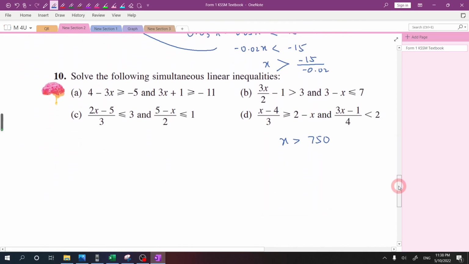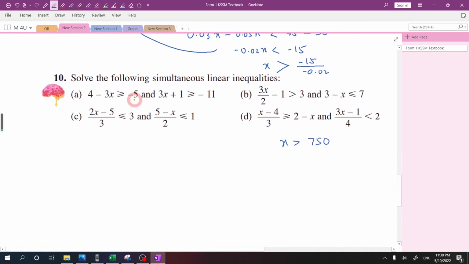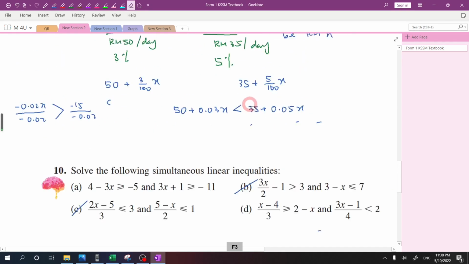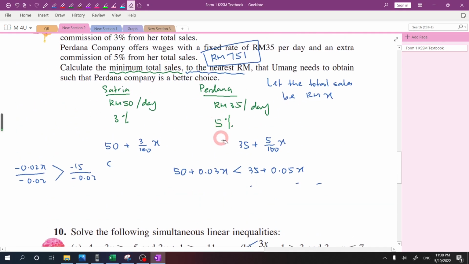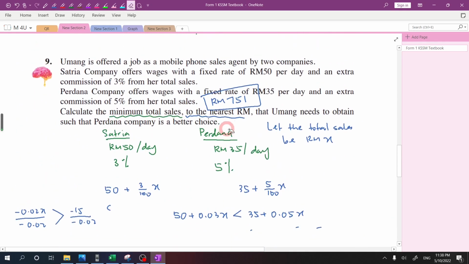Okay, now let's go to the last question. So this question we have 4 parts. I think I just discuss with you part B and C. The rest you can try yourself. Okay, for the question above, I already show you the calculation, right? But you cannot just copy without thinking. If you just copy without thinking, it's actually not an effective way. You have to understand it and try to do it yourself.